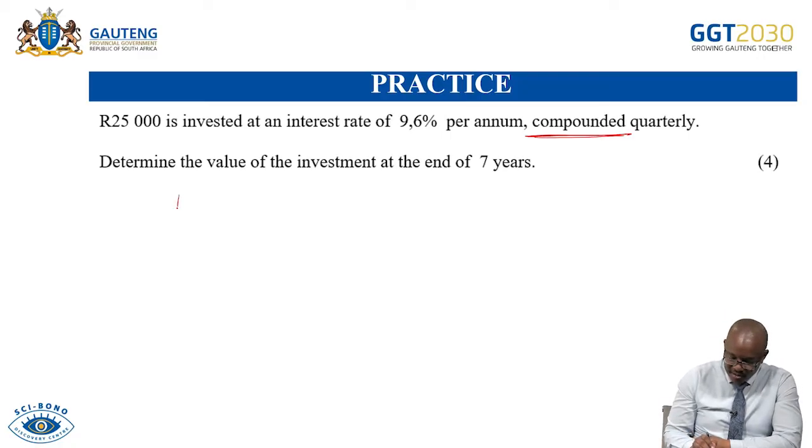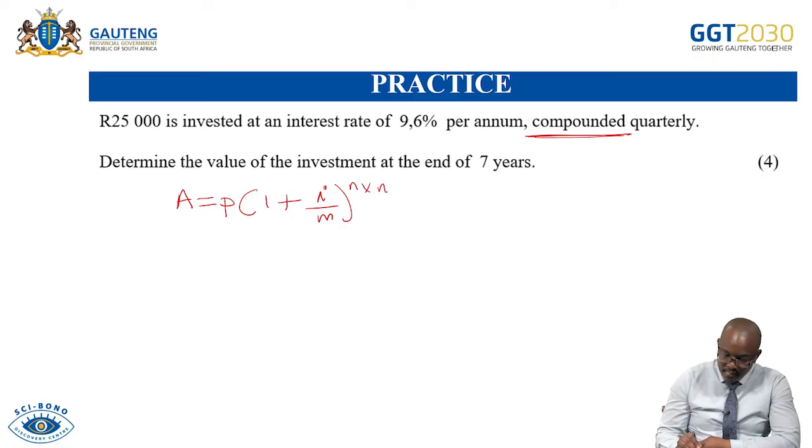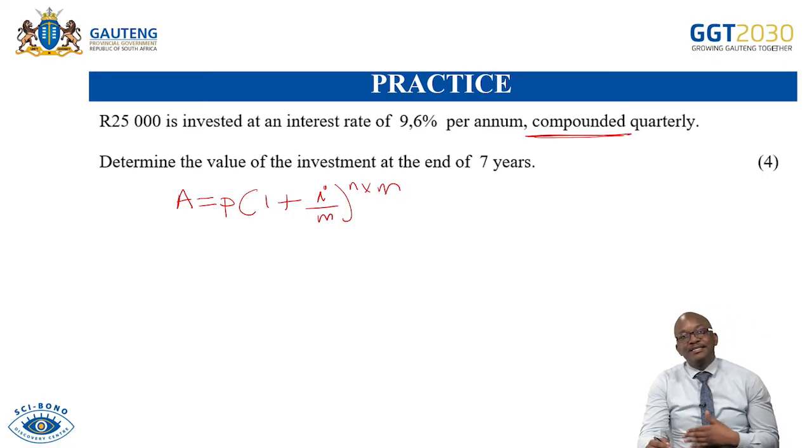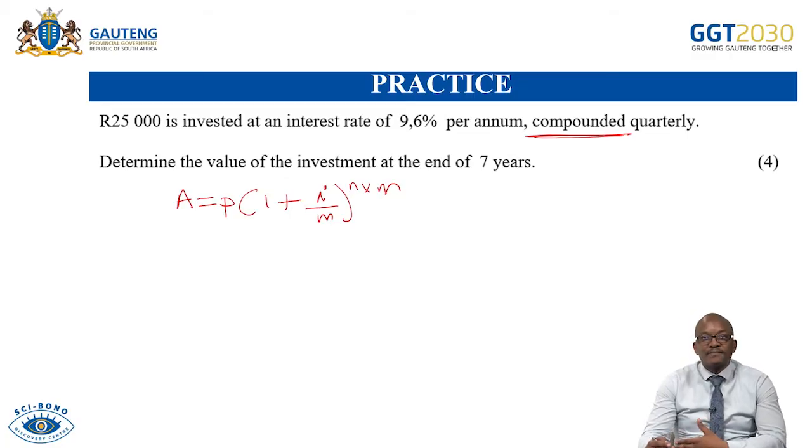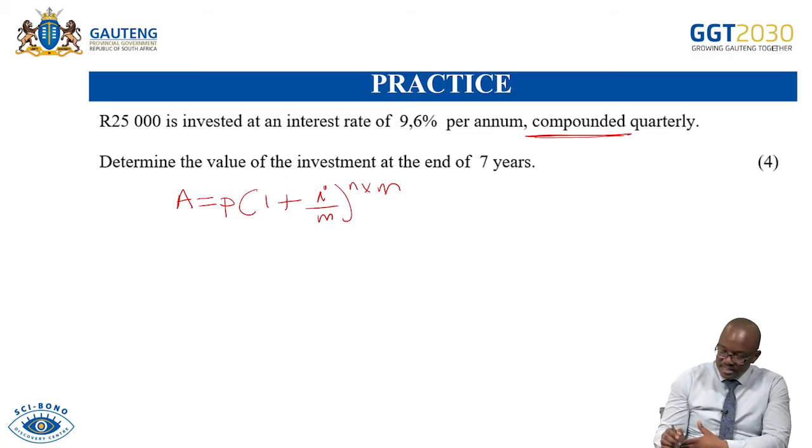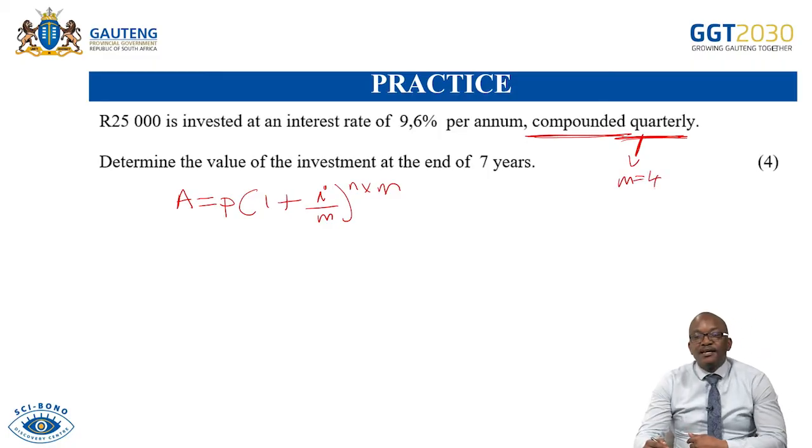We are having A, it's equal to P 1 plus. Remember, we have to divide by M and also multiply our number of years by M. And that M means different periods. Why are we saying so? Because it's compounded quarterly. And we know that compounded quarterly means 4 times a year.